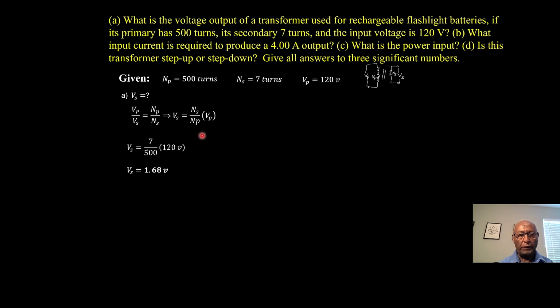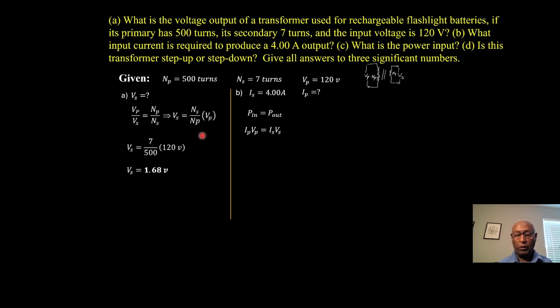B, what input current is required to produce a 4.00 amp output? So we are given the current of the output, which is I sub S equals 4.00 amp. And what we are required to find is the current of the primary. Now we know that the power input and power output are equal for an ideal transformer. That is, power input is equal to power output. And power input is equal to the current of the primary multiplied by the voltage of the primary, and that will be equal to the current of the secondary multiplied by the voltage of the secondary, as power input equals power output.